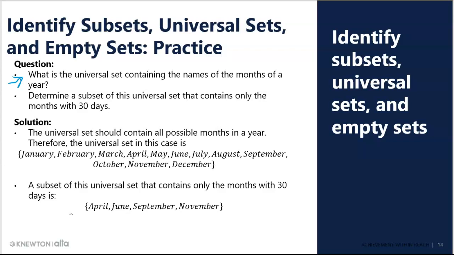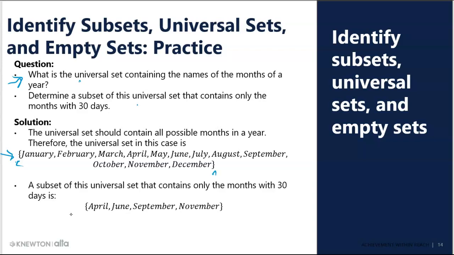And now the next part isn't as fair. Now they want a subset of the universal set that has only the months with 30 days. Every once in a while I even mix that up. I wouldn't ask you that, but I would maybe say, give me the subset of that universal set that starts with the letter J or something like that. So the universal set containing the names of the months of the year is written as a set with braces and commas.